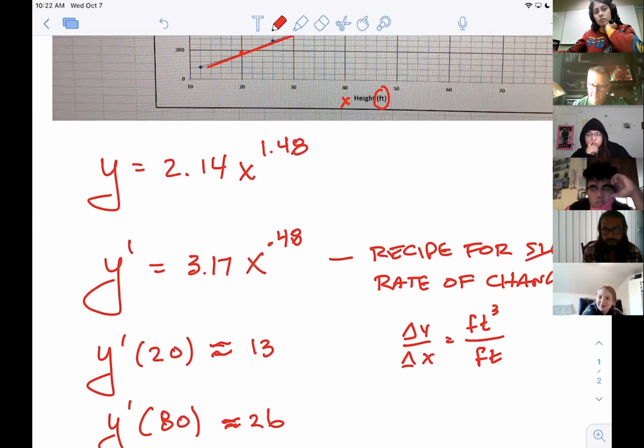Feet cubed added to the volume. Love it. Good statements all the way around.